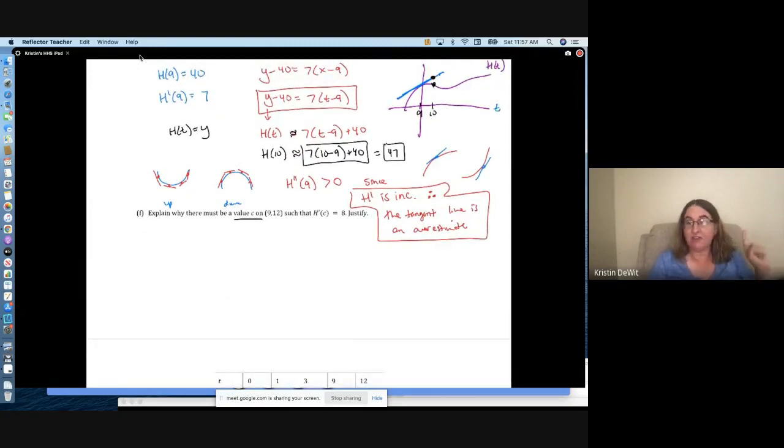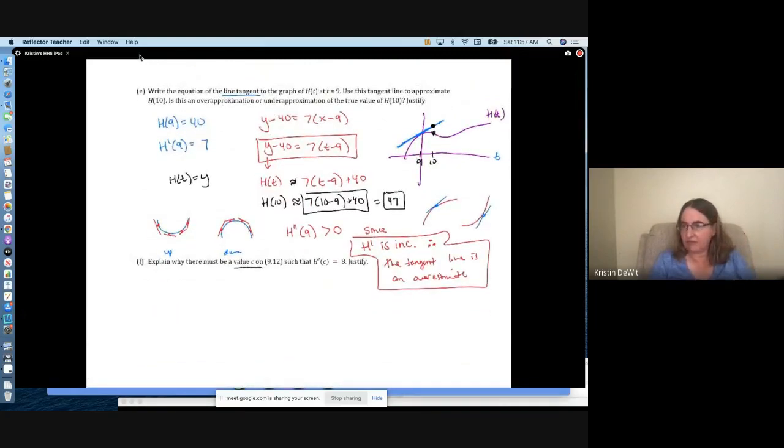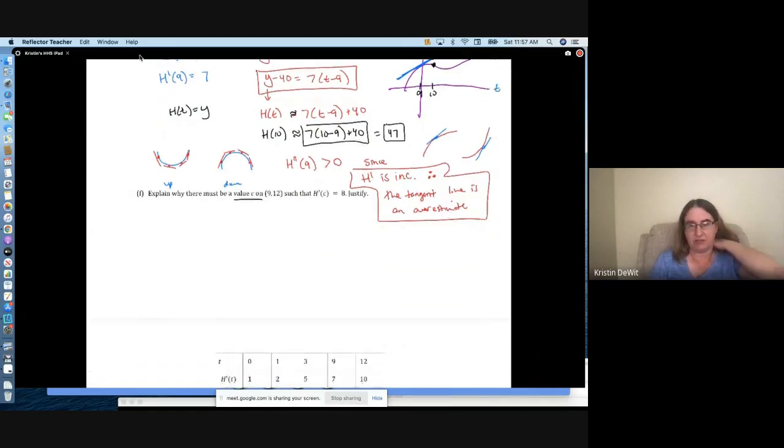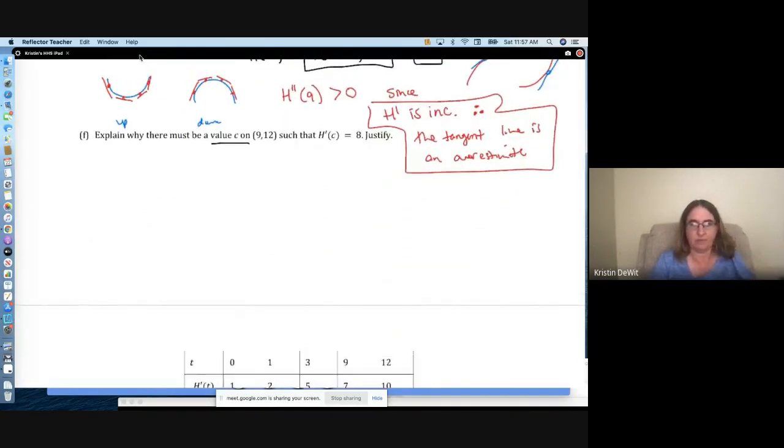So always think concavity for over and underestimates for tangent lines. All right, which is different than what Mrs. Ballard did back with the right-hand and left-hand Riemann sums. For right and left Riemann sums, overestimate, underestimate, then you need to think about whether it's increasing or decreasing. So always draw a picture and see if that helps you.